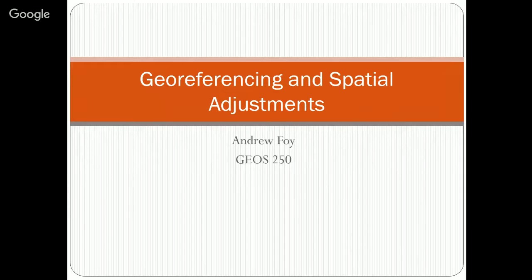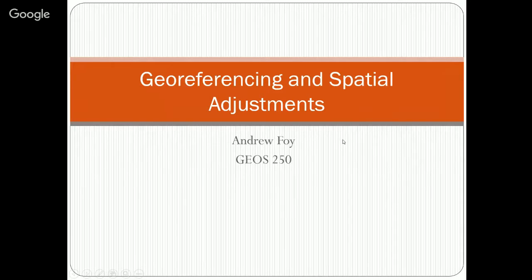So as I mentioned before, we're talking about georeferencing and spatial adjustments, and there is a little bit of a distinction that I want to make between the two. Georeferencing basically uses map coordinates to assign spatial locations to a feature, and this is typically done with raster data. So imagine we have some sort of aerial photograph or something else that is in raster format, like a picture, and it has no coordinate system or projection.